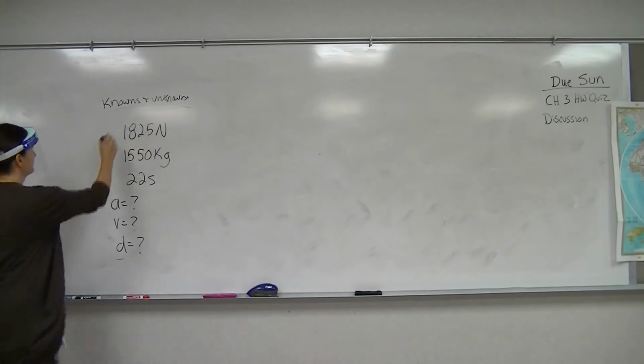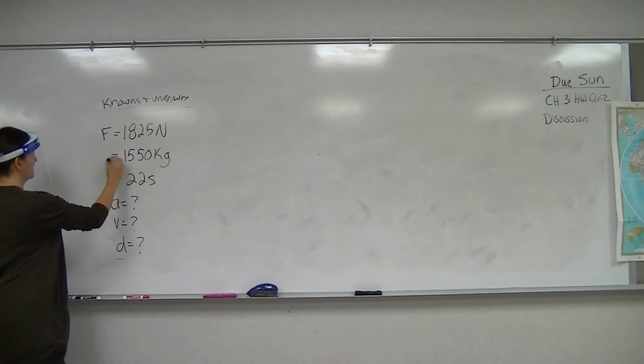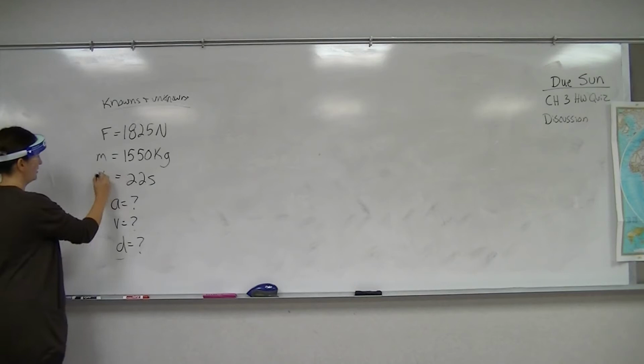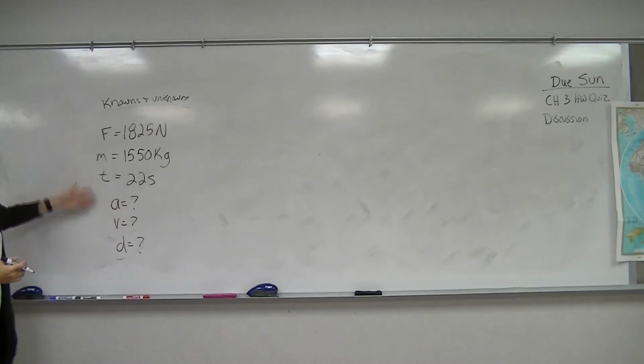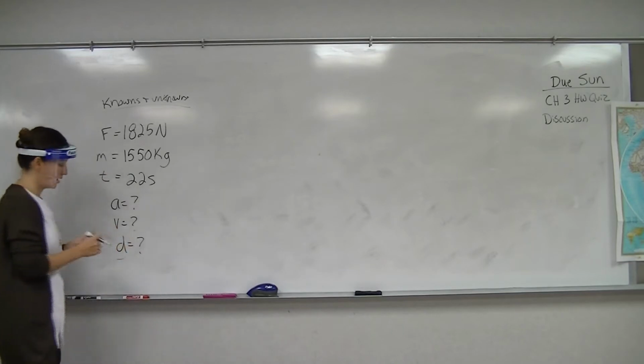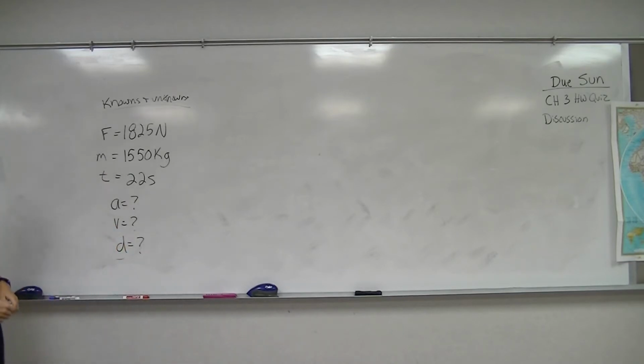So newtons, that's our force. Kilograms, that tells me mass. And then seconds is going to be time, for t. So I have all my variables listed so that when I go and look at my equations, it's easier for me to pick out the one I need. So let's look at the equations.